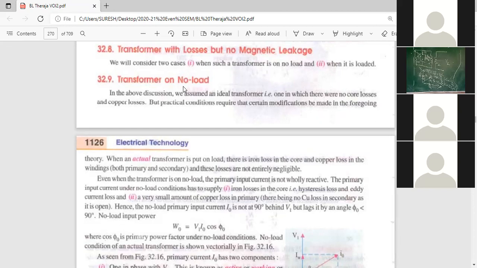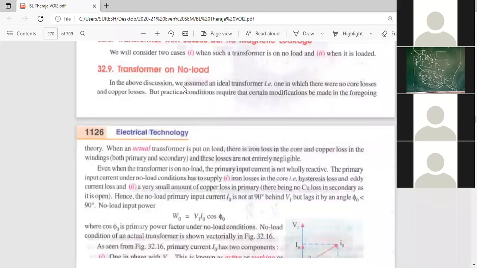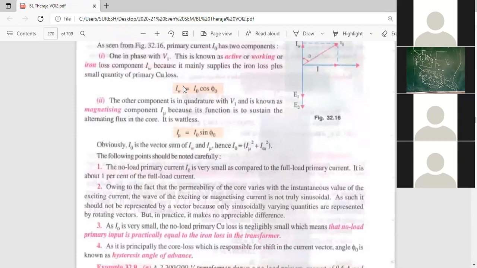In some textbooks, they will call IE as IW. Write down the note: in some textbooks, instead of IE, they will take it as IW. IW is the working current or exciting current. Both are one and the same. We will now do the problem. In your textbook, they are taking IW or IE.